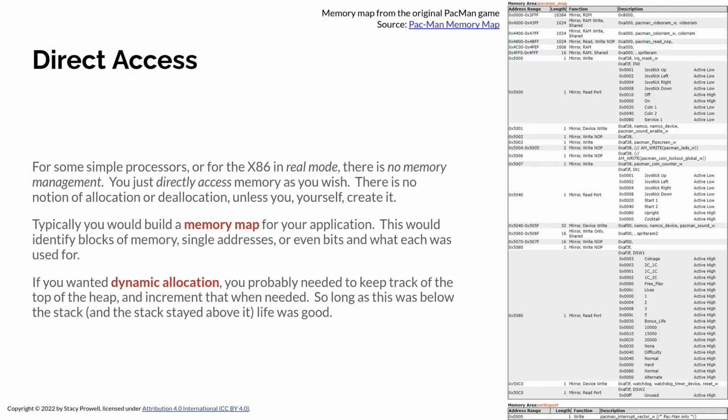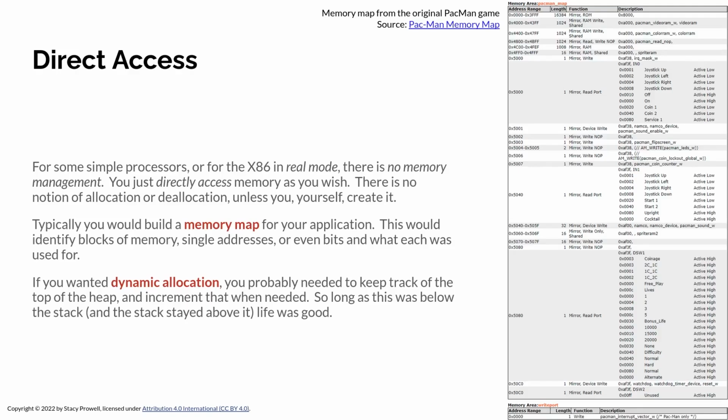So this is true for fairly simple processors. It's also true for the x86 when it's in real mode. There's no memory management in real mode. Protected memory access comes with protected mode. Okay? When you have this kind of memory model, you seldom have a notion of allocation or deallocation. You just have addresses, and you have to decide where you want to store each thing. And you would build a memory map for your application so that you wouldn't run afoul of the other pieces of it, especially if you're trying to work in a team to build something.